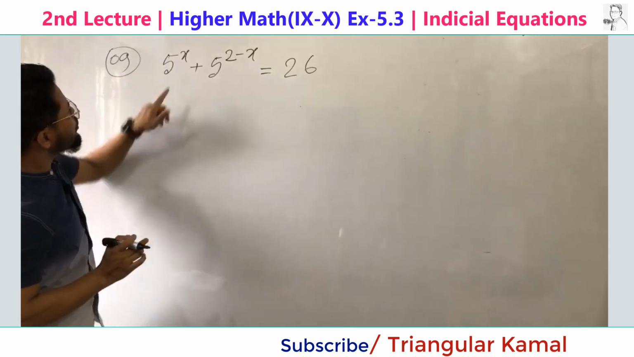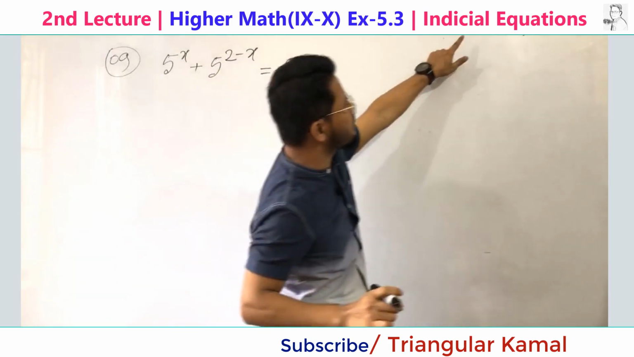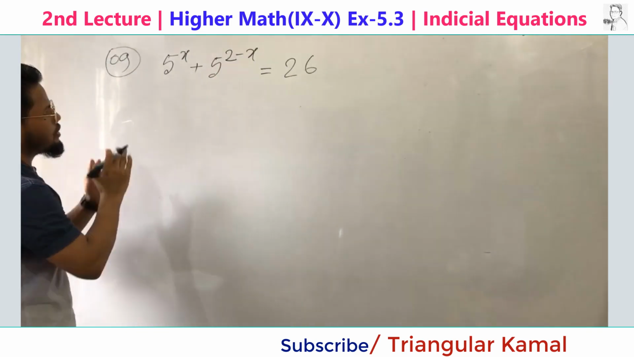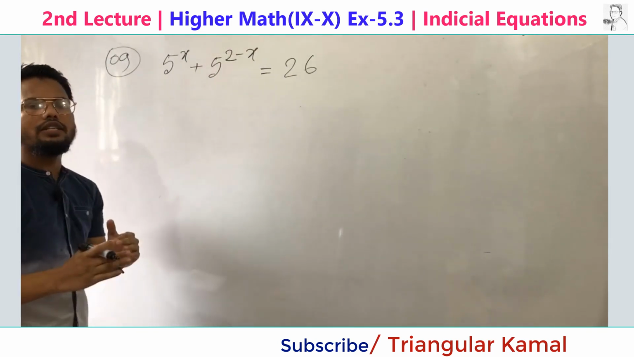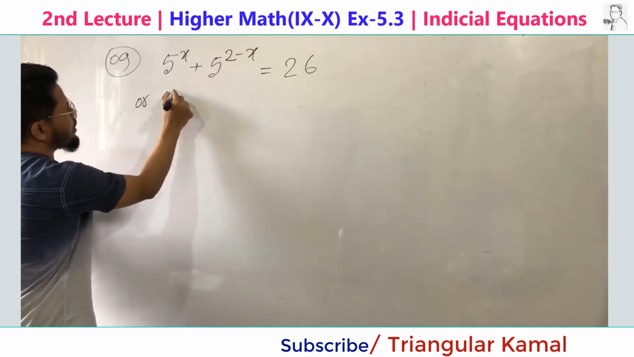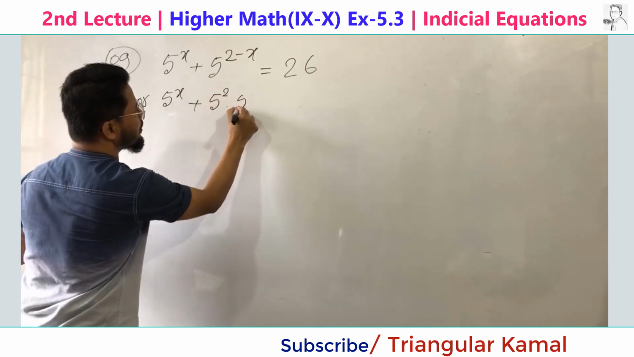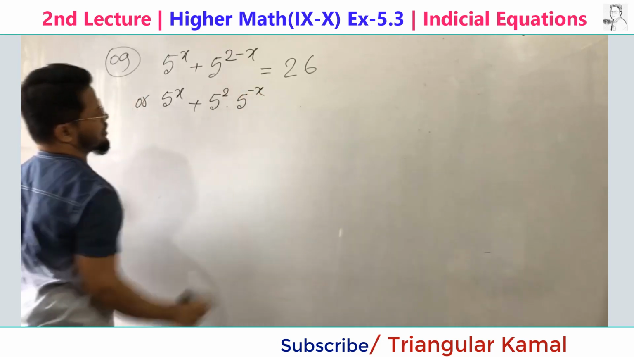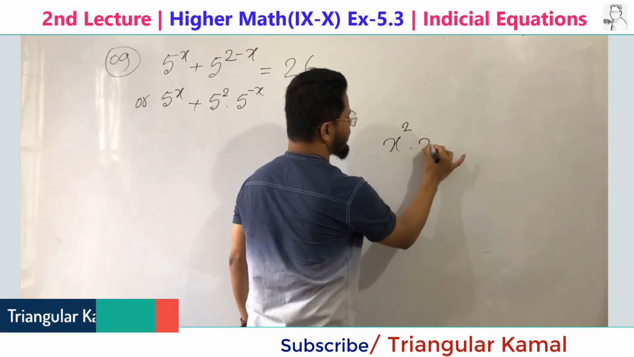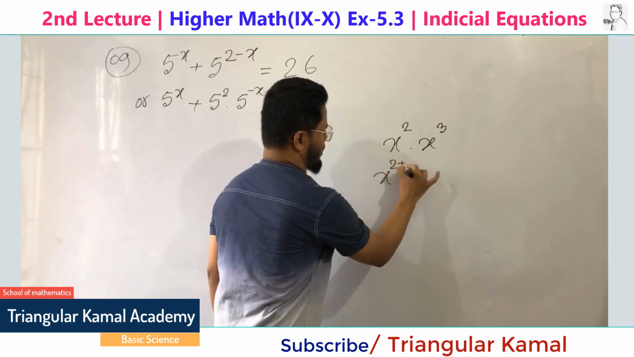So first of all, we see the requirement: the variable is in the power. That's why this is an indicial equation. The requirement is in the index. So my dear students, we have to convert this equation into a simple equation. Now just separate this one: 5 to the power x plus 5 to the power 2 multiplied by 5 to the power minus x. Because if we see here x to the power 2 multiplied by x to the power 3, what can we write here? x to the power 2 plus 3.